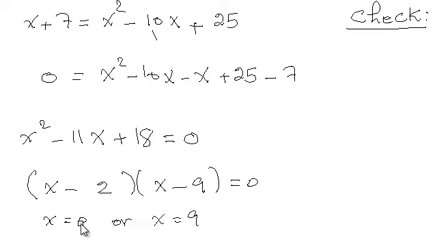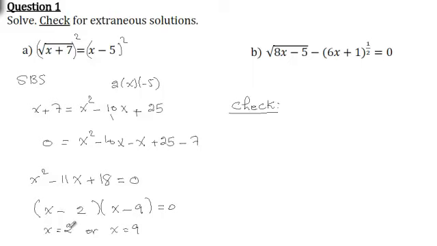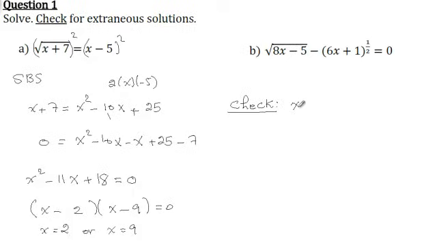This is 2. I'm sorry. Okay? So this is x is equal to 2. Now, check for x is equal to 2. Radical 2 plus 7 is equal to 2 minus 5. Radical 2 plus 7, 2 plus 7 is 9. Radical 9 is 3. Is 3 equal to 2 minus 5, negative 3? 3 is equal to negative 3?